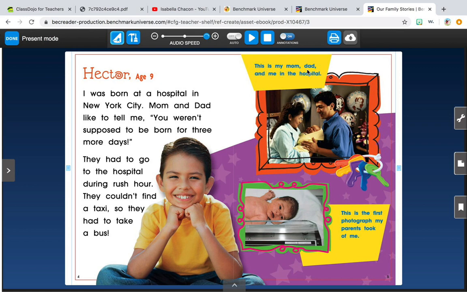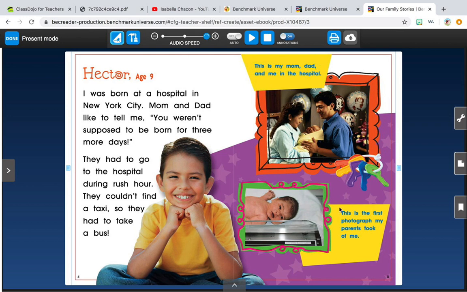And he said, this is my mom and dad and me at the hospital. This is them at the hospital. This is the first photograph my parents took of me. So this is Hector's family story. This is the story of how he was born. Every single story that you have with your family is so special and it's so worth remembering because right now, because of the virus that's out, we're spending so much time with our families that it's always good to talk about your family stories because it reminds you how much you love them.